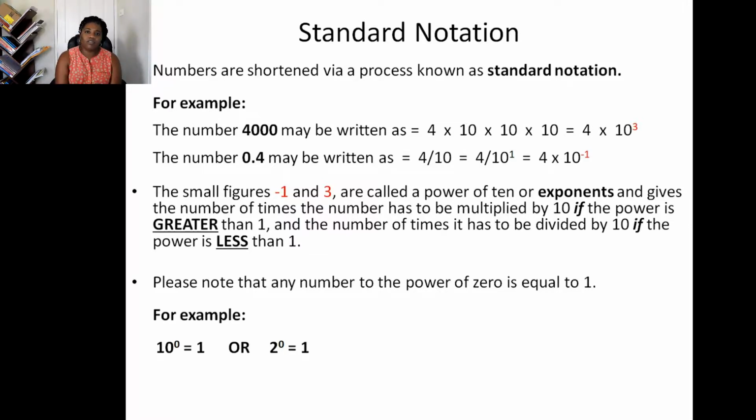The small figures negative 1 and 3 are called a power of 10, or exponent, and give the number of times the number has to be multiplied by 10 if the power is greater than 1, and the number of times it has to be divided by 10 if the power is less than 1. Please note that any number to the power of 0 will be equal to 1. For example, 10 raised to the power of 0 is equal to 1. 2 raised to the power of 0 is equal to 1. 5 raised to the power of 0 is equal to 1. U raised to the power of 0 is equal to 1.